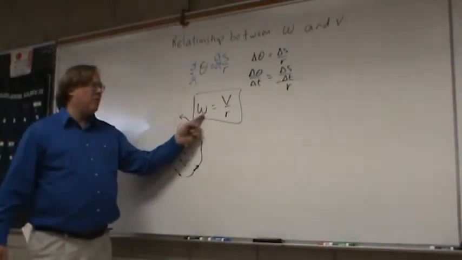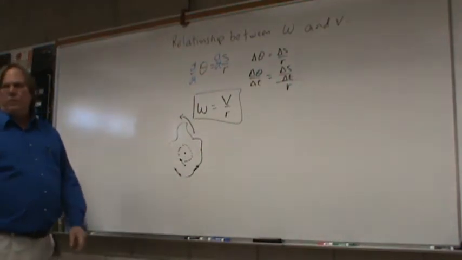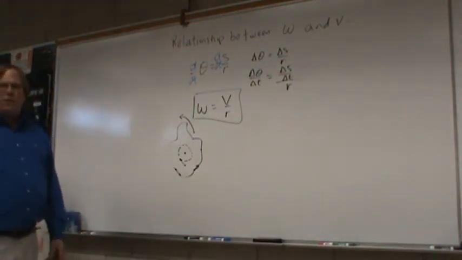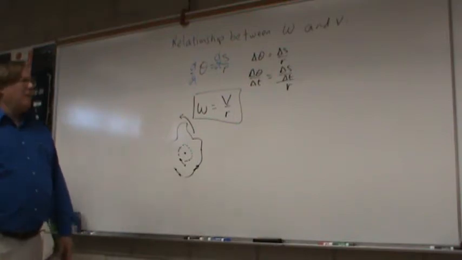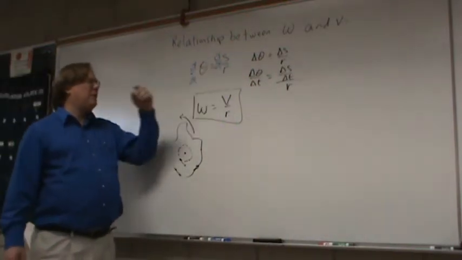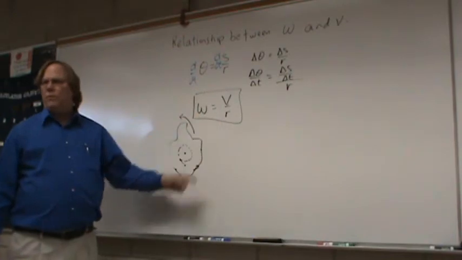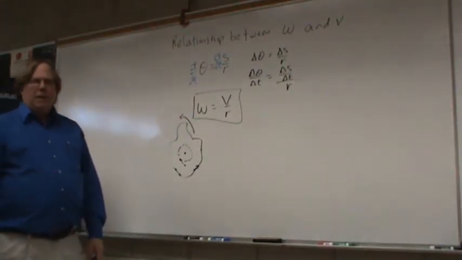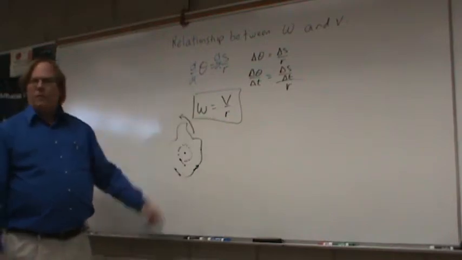Well, there's the relationship. Omega equals v over r. And that ends up being a really good, useful relationship to know. Not only does theta equal s over r, but omega equals v over r for something that's spinning, something that's rotating. Now, it turns out I could take another derivative.